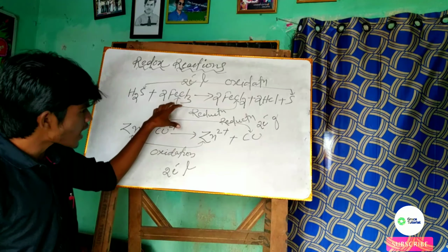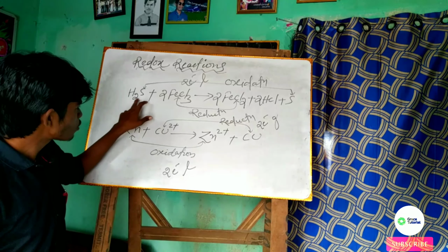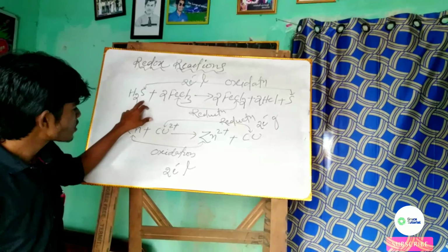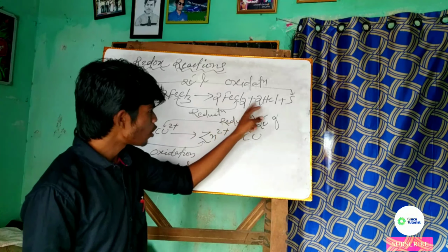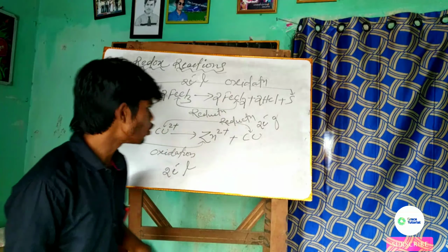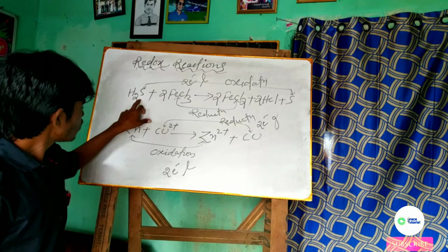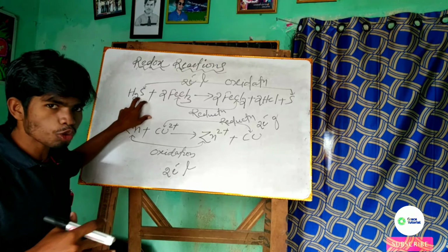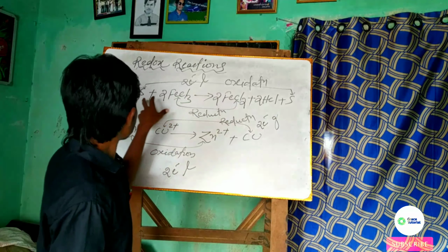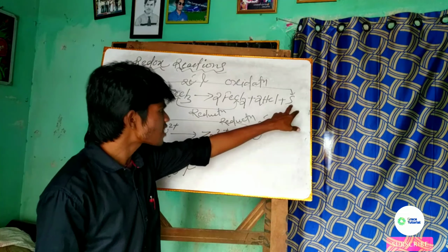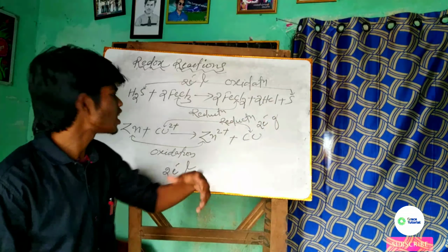Look at the first example so that you can understand it very easily. We have hydrogen sulfide, and when this hydrogen sulfide reacts with ferric chloride, we get ferrous chloride, hydrogen chloride as well as sulfur. If you observe carefully, the hydrogen sulfide, due to the loss of 2 electrons, has become sulfur. That means oxidation has taken place.